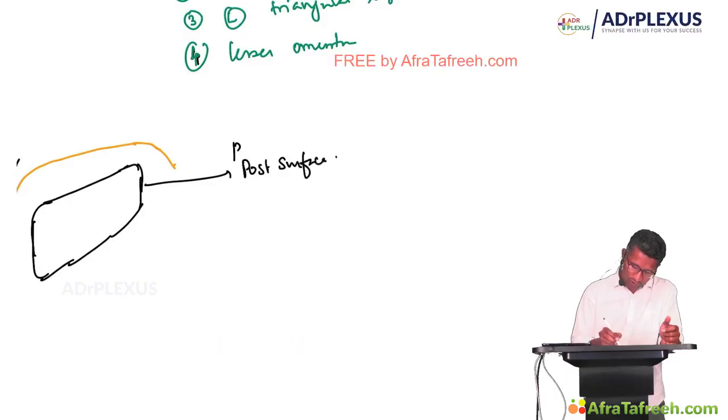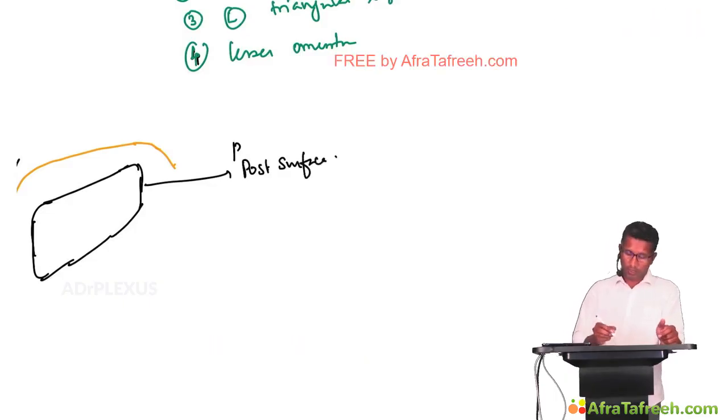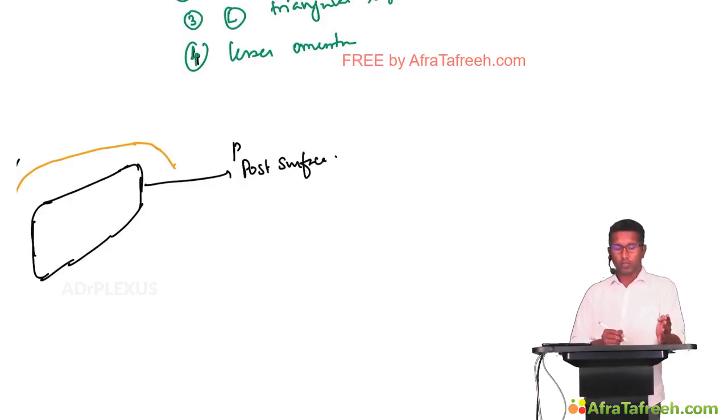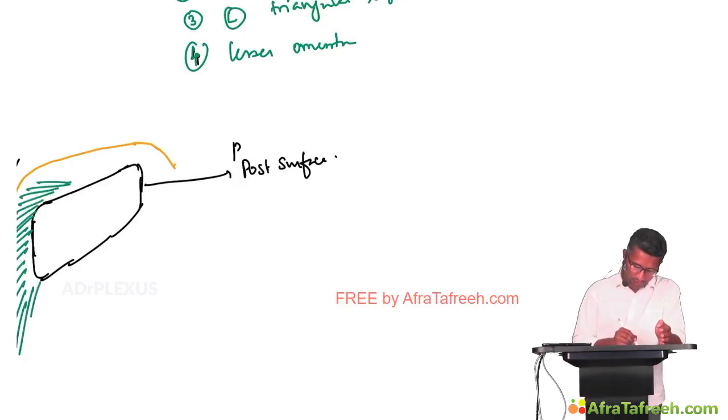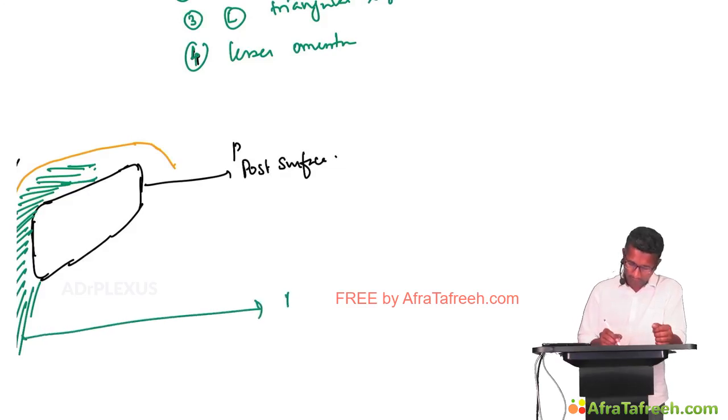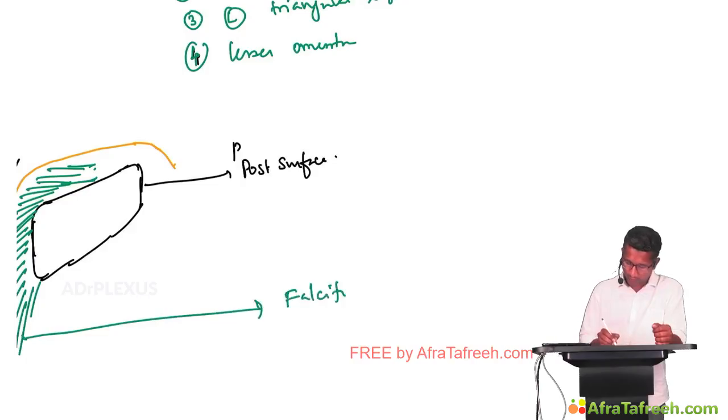There is a fold of peritoneum which extends from the anterior abdominal wall to the liver. This fold of peritoneum is called the falciform ligament, guys. It is a sickle-shaped ligament.